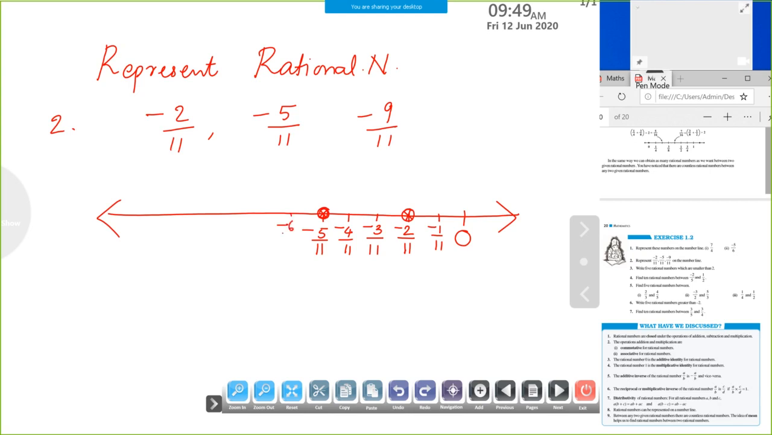Then minus 6 by 11, minus 7 by 11, minus 8 by 11. Next number I have is minus 9 by 11. So these are the 3 numbers they asked us to represent on the number line. Okay, so you can draw it on the same number line. Have you finished, children? Have you got the answer correctly? I hope you must have finished. Okay. So we learned today how to represent rational numbers on the number line.